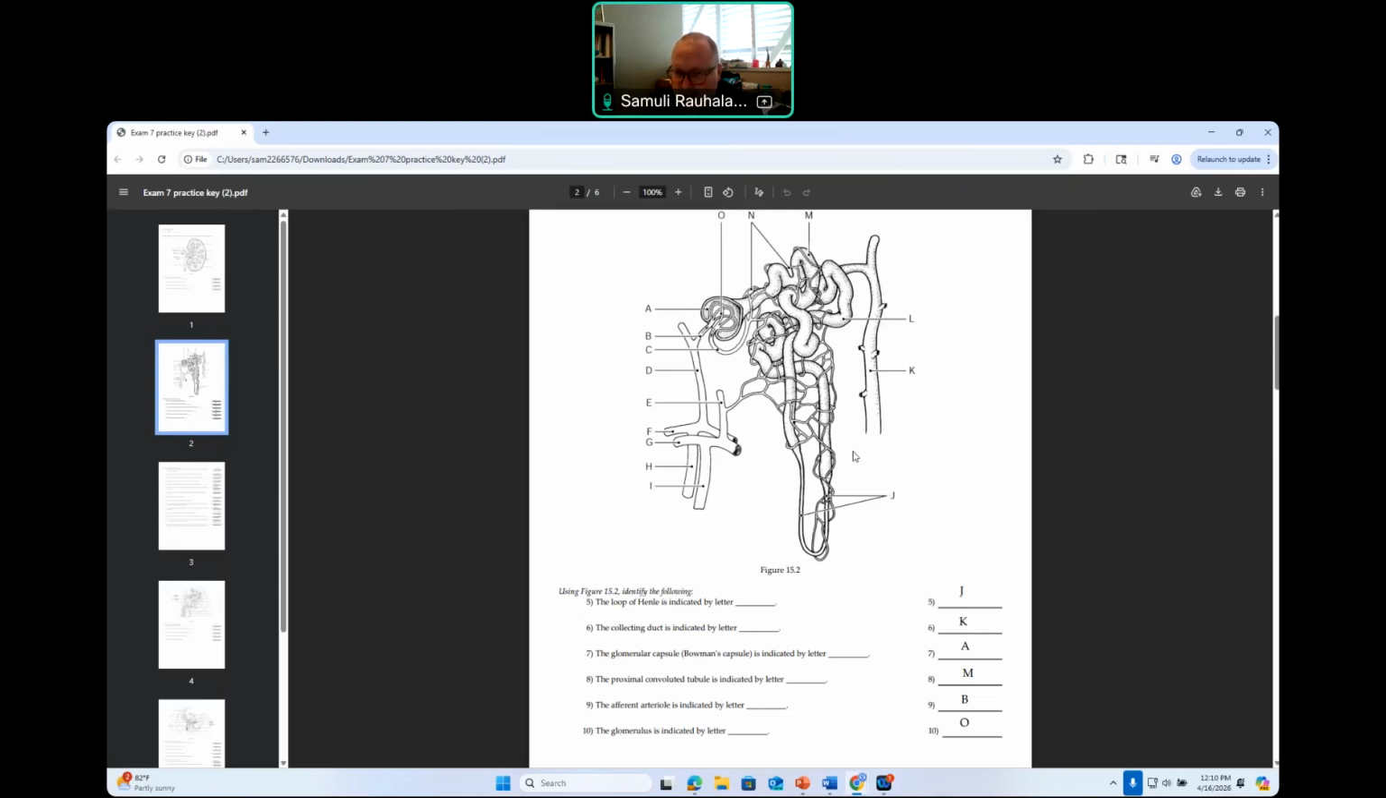It then loops back up and continues as the distal convoluted tubule, which opens up eventually to the collecting duct, as shown with question 6 and letter K. In fact, multiple nephrons empty to a single collecting duct. These then lead into a minor calyx.